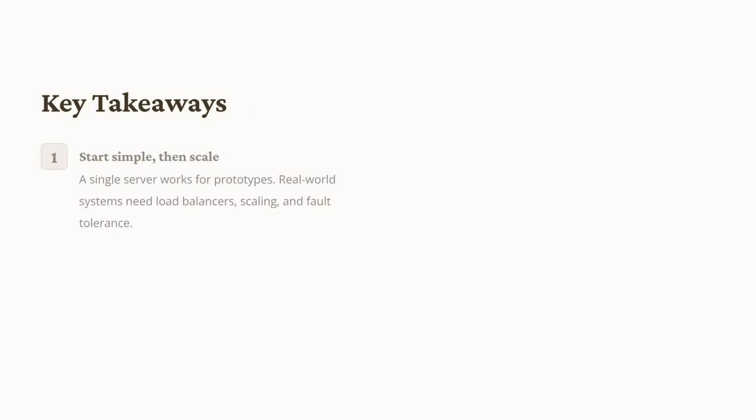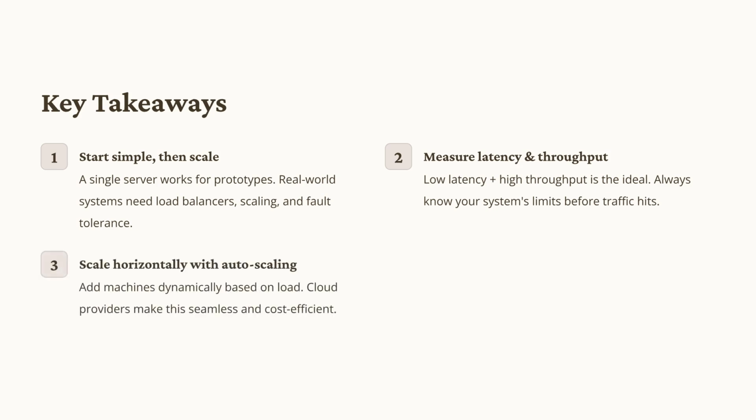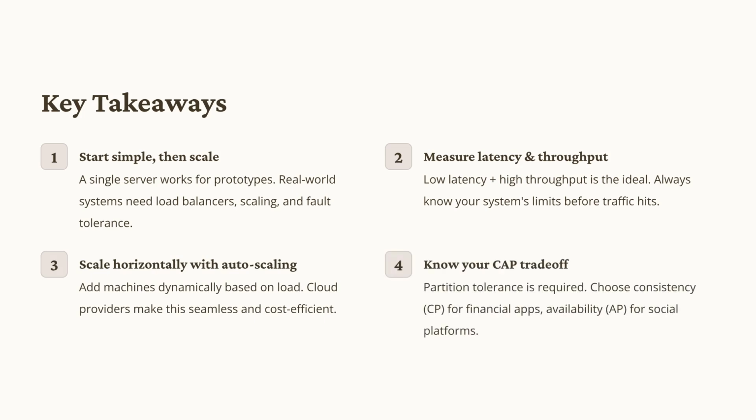Key takeaways: start simple, then scale with load balancers and fault tolerance. Measure latency and throughput, aiming for low latency and high throughput. Scale horizontally with cost-efficient auto-scaling. Finally, know your CAP trade-off. Partition tolerance is required. Choose CP for financial apps and AP for social platforms.